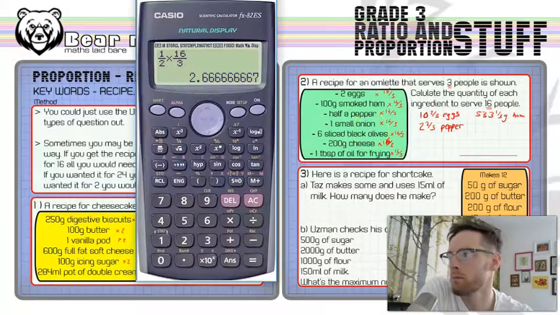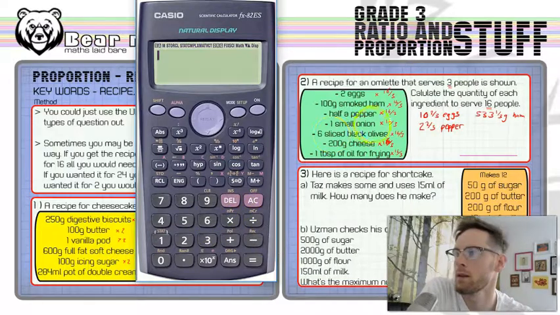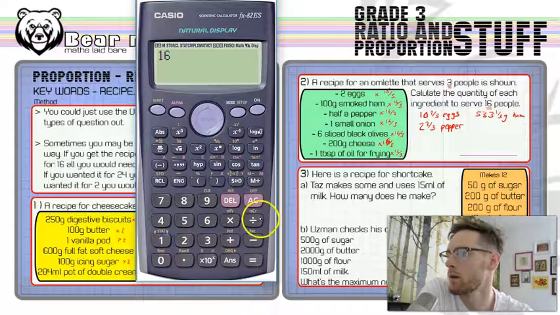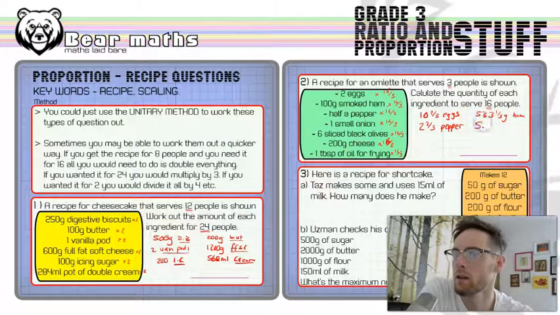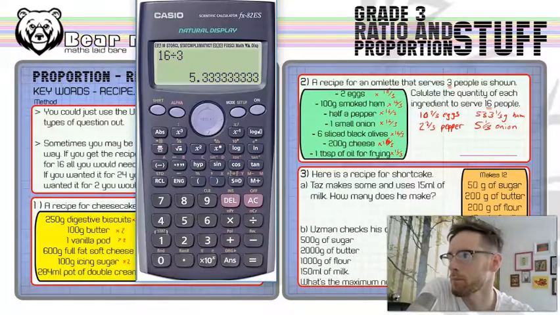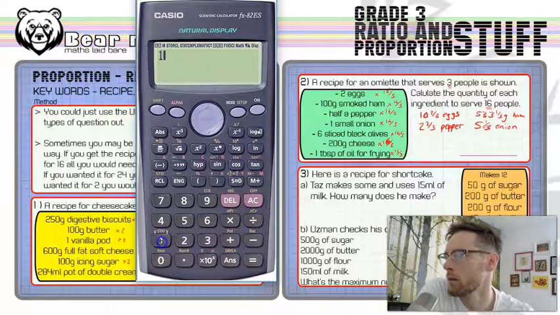1 small onion, so 1 multiplied by 16/3. 16/3, remember, is 16 divided by 3. If we just times it by 1, it's going to be the same thing, so 5 1/3 of an onion. 6 sliced black olives times by 16/3. That's going to be a whole number. So 16.